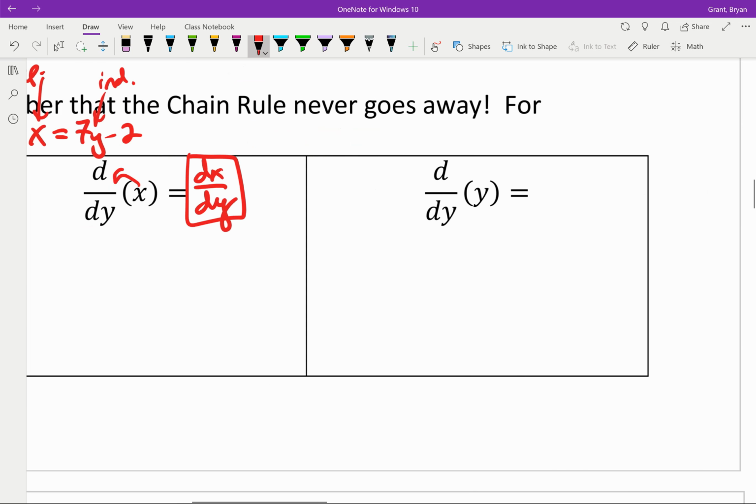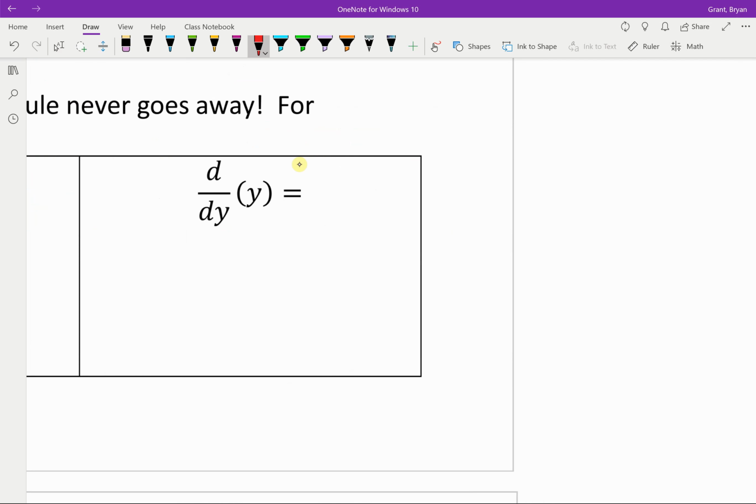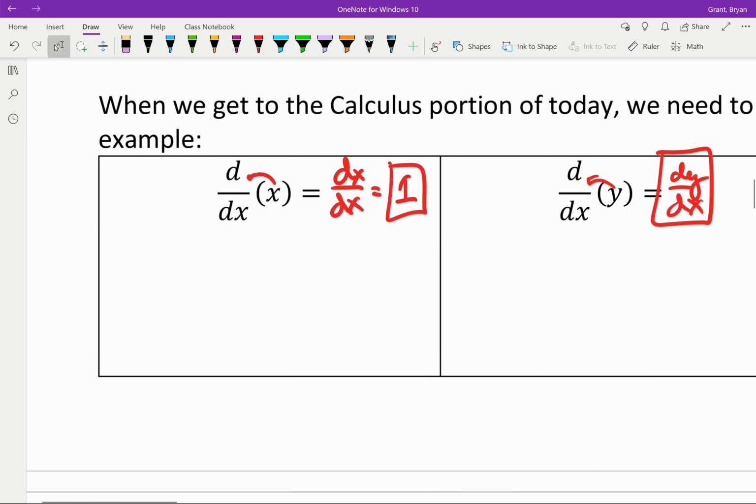Of course, that also means that we should be able to do d dy of y, and that becomes dy dy. Oh, that's just 1. So realize then that we can absolutely use different variables down in the denominator of this d d something, this derivative operator, and anytime that variable matches the one right here, we're going to get an answer of 1. Now, I do want to go about this one other way.